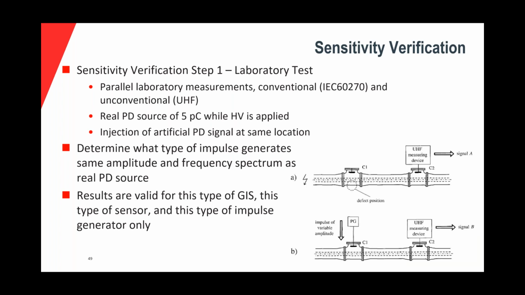That means the signal in dB microvolt caused by a 5 picocoulomb PD will be known. Then an impulse generator is injected through one of the sensors and adjusted until the same signal appears on the UHF as that caused by the 5 picocoulomb PD, equivalent to 5 picocoulomb. So the level of impulse equivalent to 5 picocoulomb is known. That is usually provided by the factory and done at the factory, and is only valid for that particular GIS design and the particular sensor installed in that GIS.